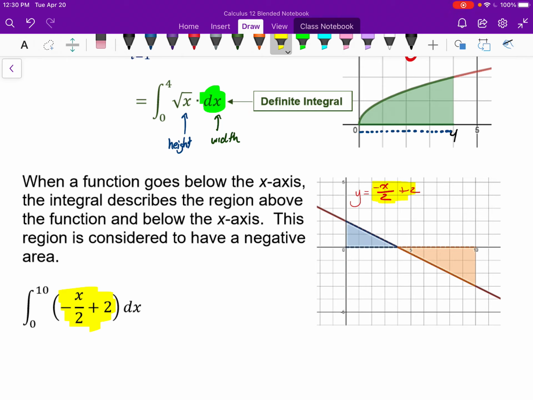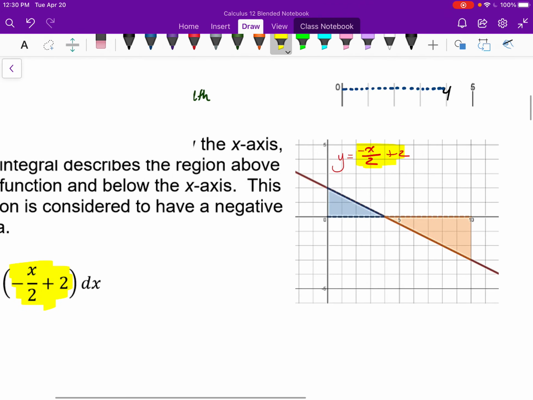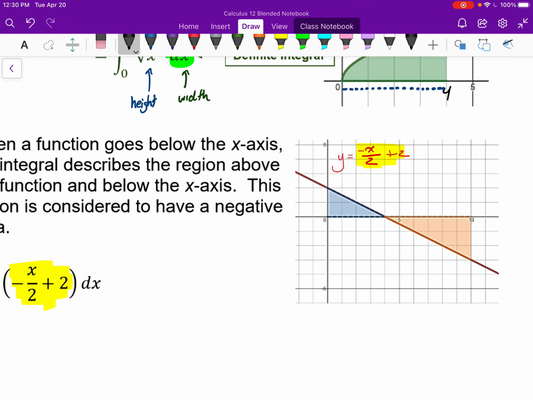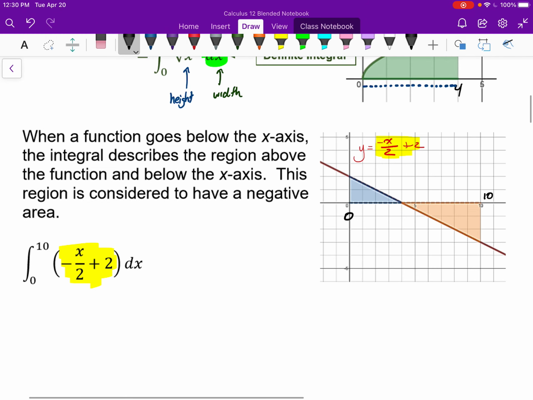When we start looking at curves or lines or functions that go below the x-axis, the area is still between the x-axis and the curve, but now it's below the axis. And we call that a negative area. So if we look at this particular example right here, notice the areas that are shaded are from 0 up to 10. And that's what we see in my integral right here. From 0 up to 10.